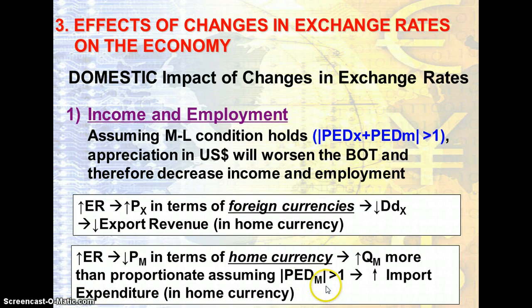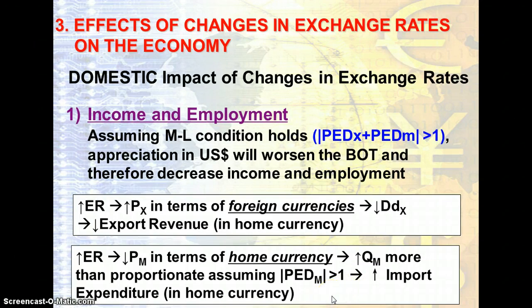So if I were to use the AD-AS model, as you can notice, when the Marshall-Lerner condition holds, the overall net export will increase or decrease. In this case, the net export will decrease because there is a decrease in the export revenue and an increase in the import expenditure. So net export will decrease, and this will reduce the AD, aggregate demand. So as such, the income and employment will decrease.